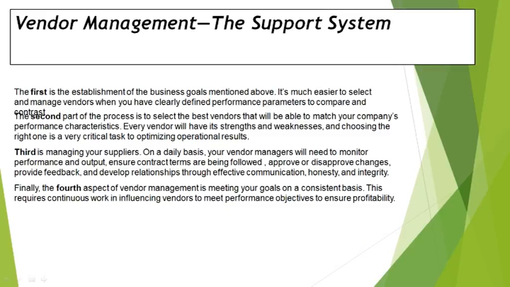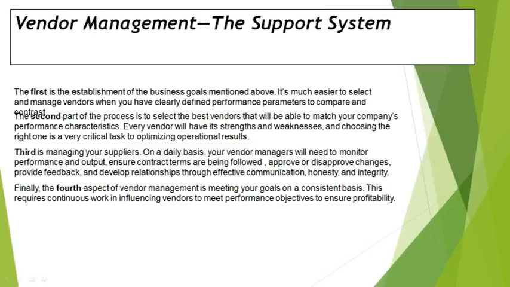The first step is the establishment of the business goals mentioned above. It is much easier to select and manage vendors when you have clearly defined performance parameters to compare and contrast. The second part of the process is to select the best vendors that will be available and will be able to match your company's performance characteristics. Every vendor will have its strengths and weaknesses, and choosing the right one is a very critical task to optimizing operational results. Third is managing your suppliers.